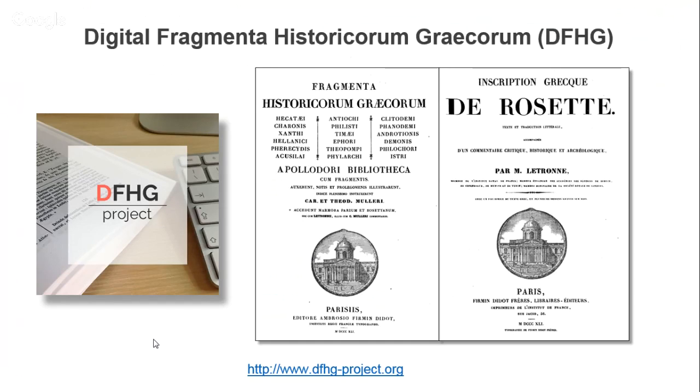I'm not an Egyptologist, I am a classicist. My main interest is in ancient Greek fragmentary historians, and I have been producing the digital version of the Fragmenta Historicorum Graecorum, which is this big collection of more than 600 ancient Greek historians. The first volume is a collection of the 19th century, produced between the 40s and the 70s of the 19th century. And at the end of the first volume, we have also an essay by Letronne about the Marmor Rosettanum, the Rosetta Stone.